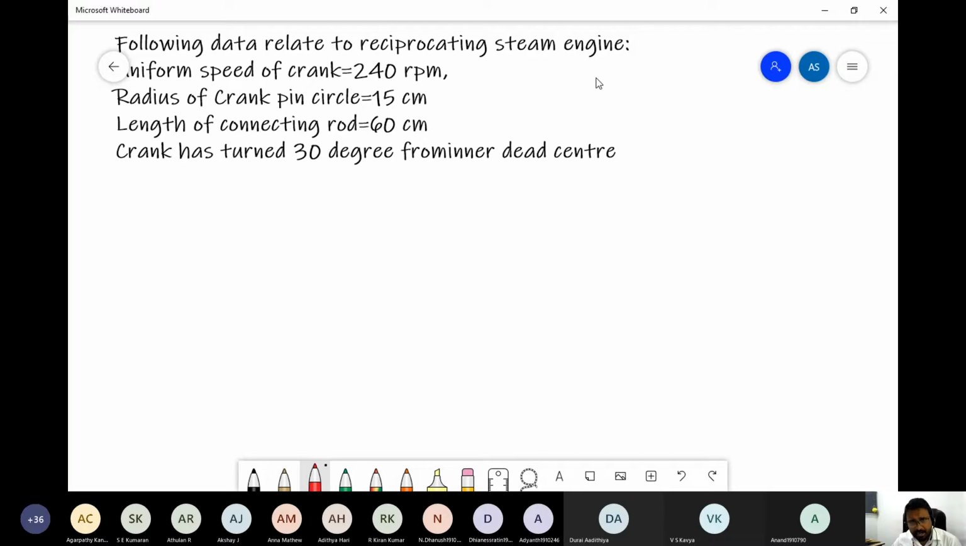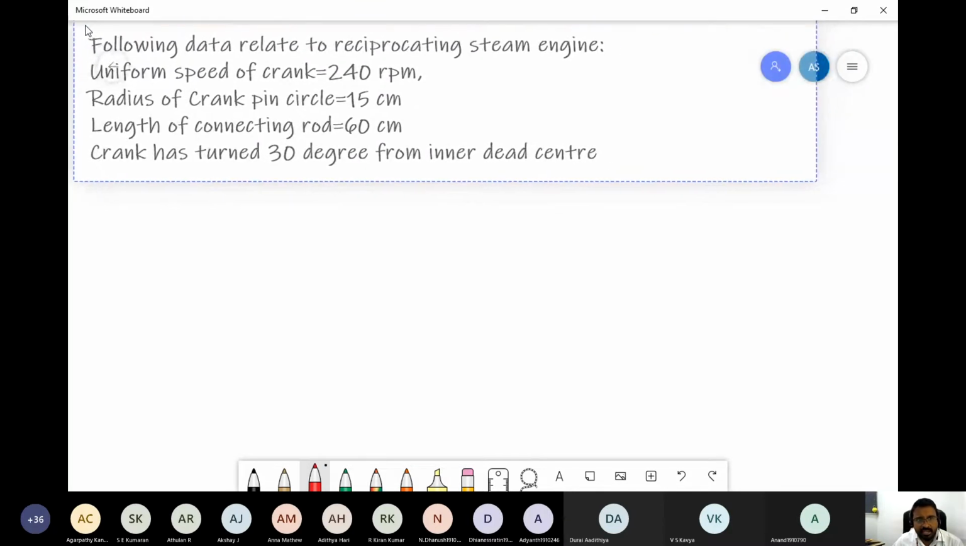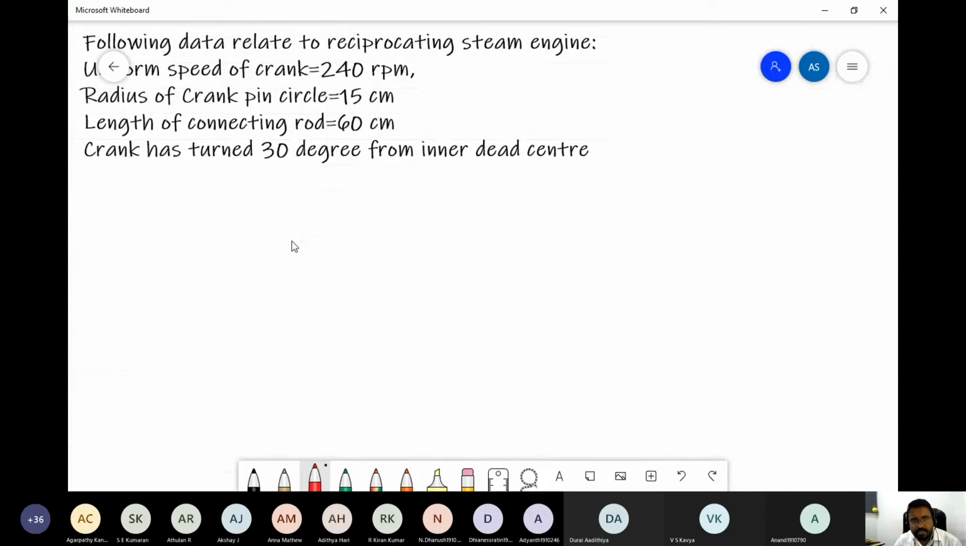We are going to find out the parameters, that is the velocity and acceleration of the linkages when it is 30 degrees from the inner dead center. That is what is given in this question. So how will you go about drawing the velocity and acceleration? First of all, the first step is to draw the velocity diagram. So I'm going to draw the velocity diagram.